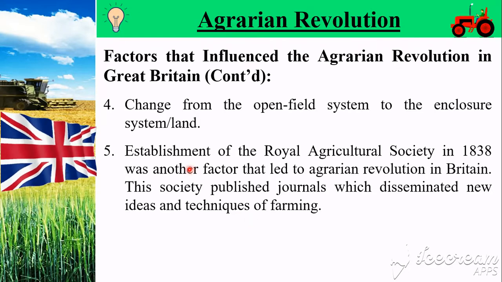And finally, we have the establishment of the Royal Agricultural Society in 1839. This was a factor because it led to the starting of the Agrarian Revolution. And in this case, this society started to publish journals which disseminated new ideas and technologies or techniques of farming. So in terms of making things better, this publication opened the eyes of farmers and allowed them to come up with a change or a different way of farming.